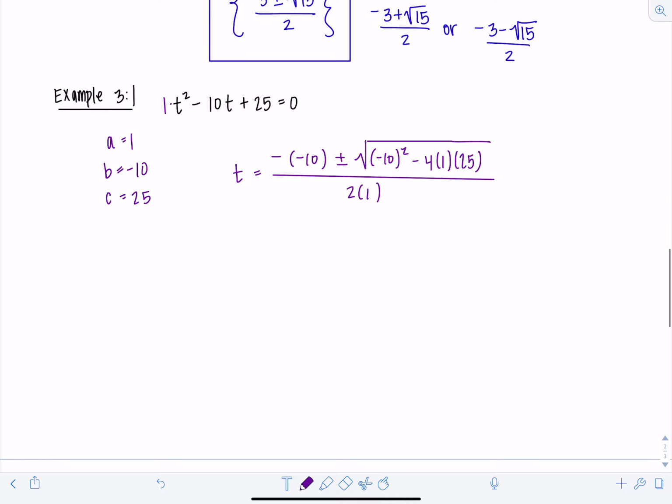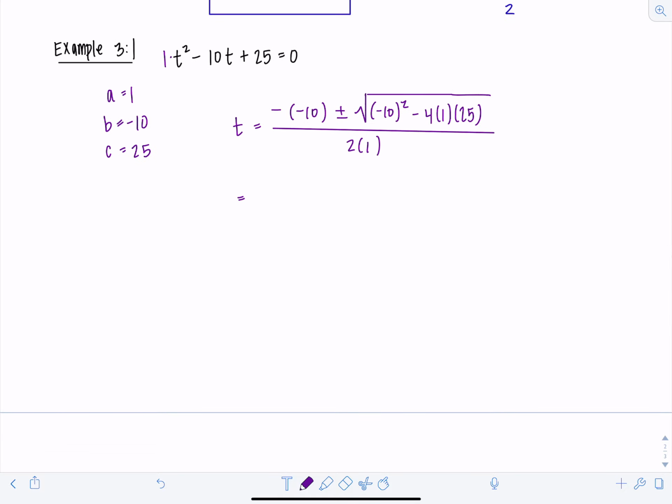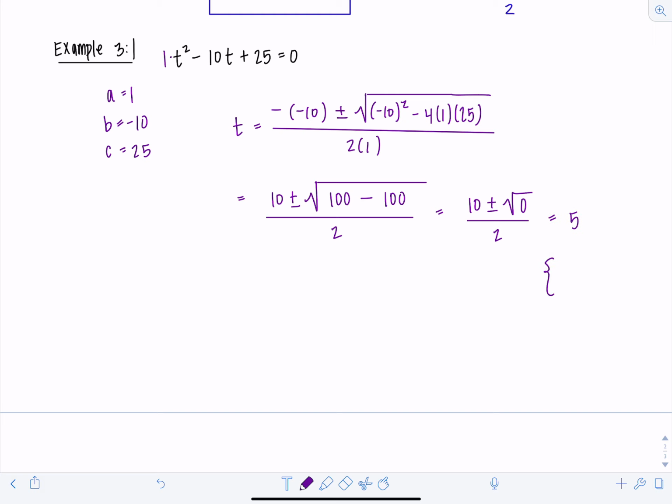Beautiful. So now let's work on simplifying. We're going to have positive 10 plus or minus the square root of 100, which is -10 squared, minus 4 times 1 times 25, that's also 100, all over 2. So we're left with 10 plus or minus the square root of 0. Square root of 0 is just 0, over 2. So 10 plus 0 is the same as 10 minus 0. So I really am just left with 10 over 2, which is 5. So in my solution set, I'm only going to list 5.